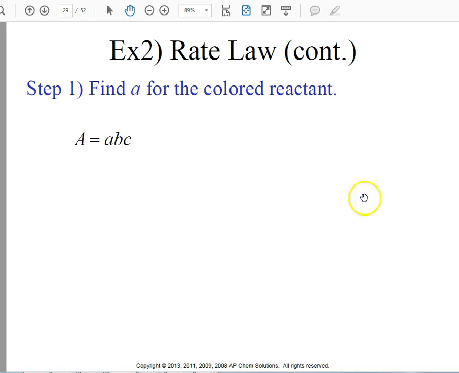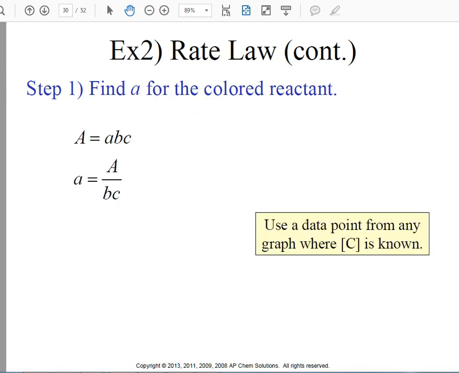So I'm going to use this equation, absorbance equals little a times b times c. Now they already told me that b was 1 centimeter. And I need to find an A value and a C value so I can find little a. Now we're talking about the colored reactant only. Spectroscopy only works with colored reactants. All right, so let's talk about how to find little a.